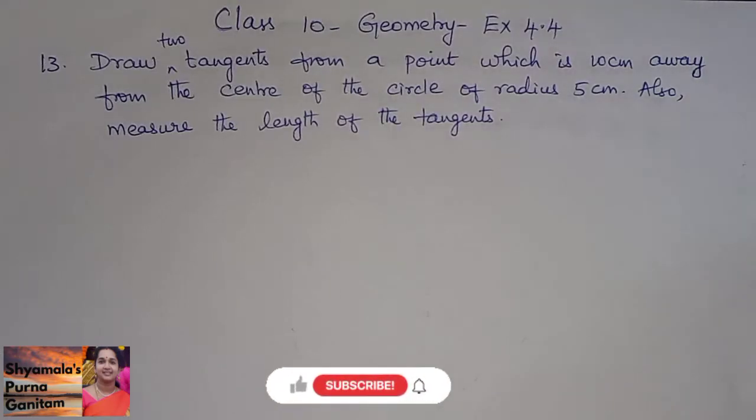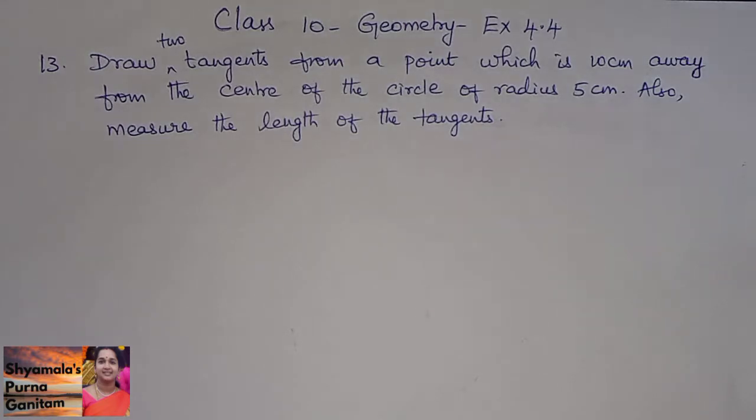Good morning, students. In this class, I'll be doing the class 10 Samacheer Kalvi syllabus or matriculation syllabus, 4th chapter Geometry, exercise 4.4, 13th sum. Draw two tangents from a point which is 10 centimeter away from the center of a circle of radius 5 centimeter. Also measure the length of the tangents.